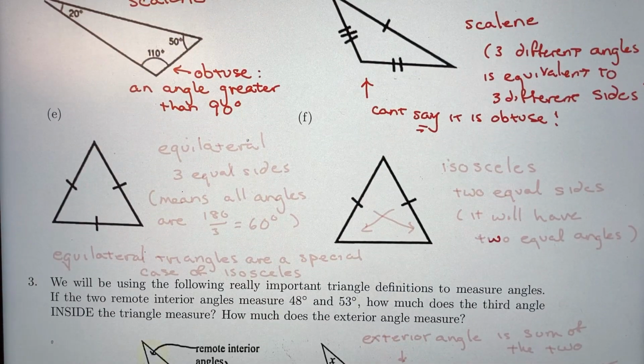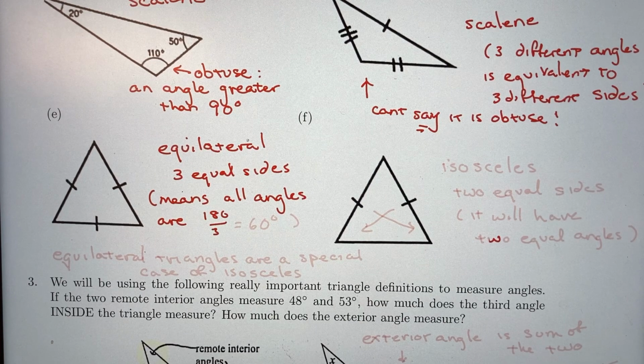All right, three equal sides, it's called equilateral. Again, lateral means side, so equal sides. Notice this means the angles are all a third of 180 degrees. Okay. And also notice that an equilateral triangle is a special case of the next one.